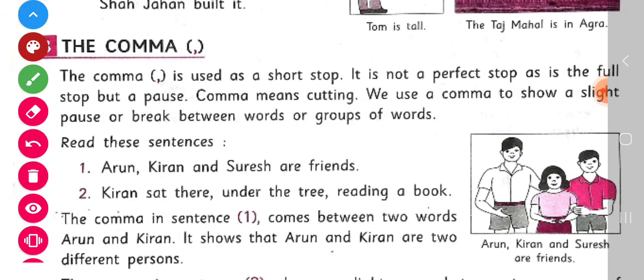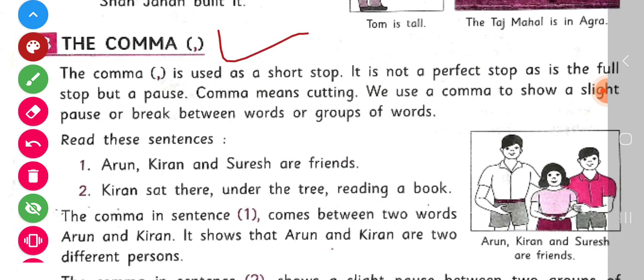Now let's know about the comma. What is comma? Children, this mark is called comma. This is a comma. The comma is used as a short stop. It is not a perfect stop as is the full stop, but a pause. It is a pause only. Comma means cutting. We use a comma to show a slight pause or break between words or groups of words.